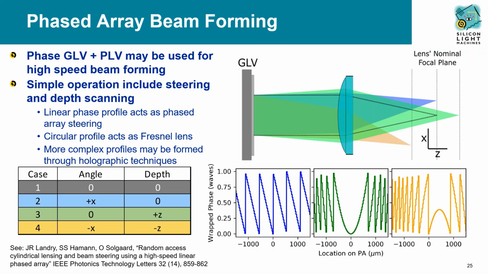Phase control allows for holographic beamforming. Phased array-like operation has been demonstrated by researchers at Stanford University in collaboration with Silicon Light Machines. A linear profile may steer a beam's location in the far field or a focal plane. A circular or spherical profile imparts a lens power. These techniques can be used simultaneously for high-speed random access lateral and depth scanning.